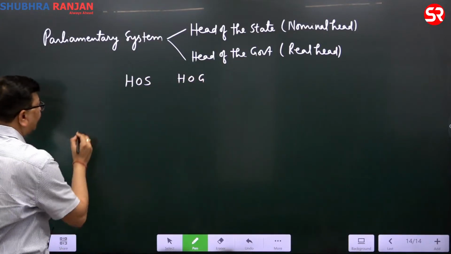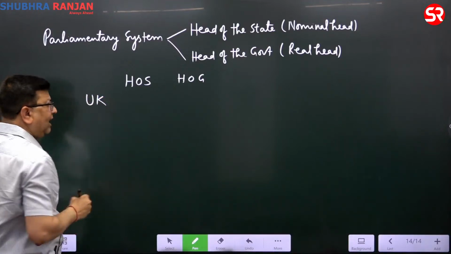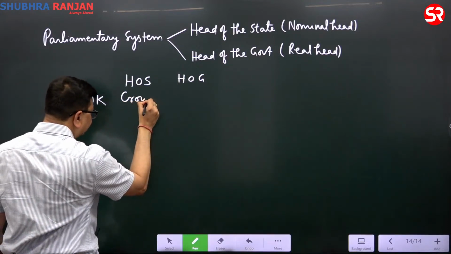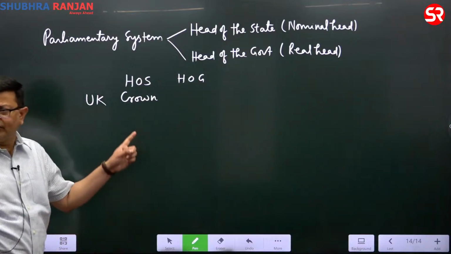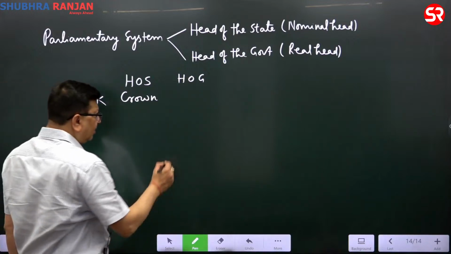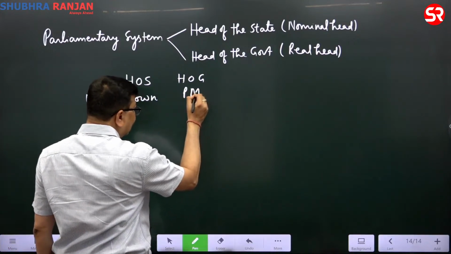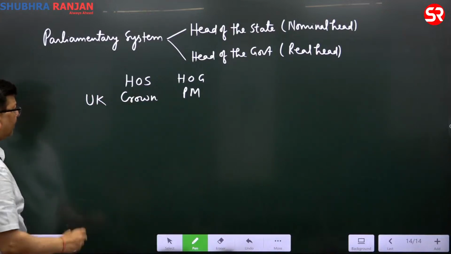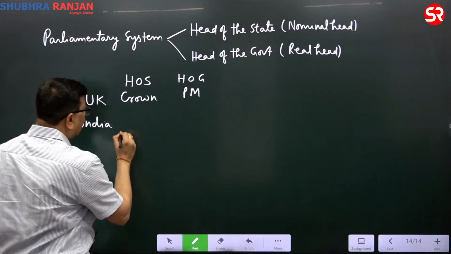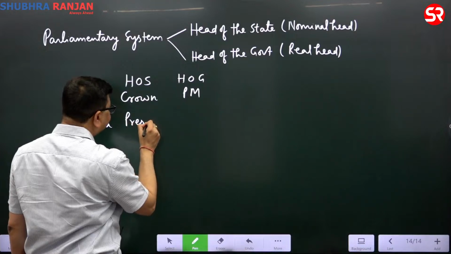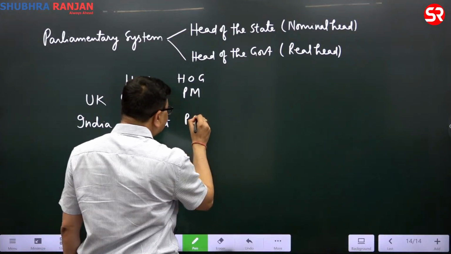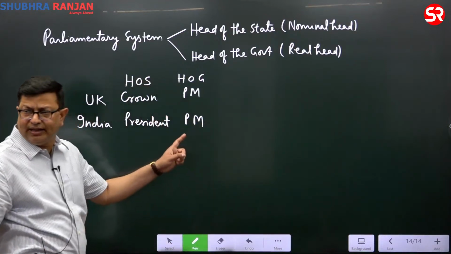For example, in the United Kingdom, the Crown is the head of the state. Crown can be king or queen. And the prime minister is the head of the government. In case of India, the head of the state is the president and the head of the government is the prime minister, who is the real head.